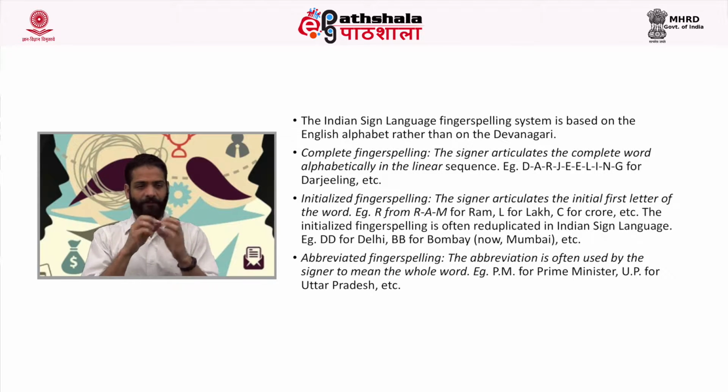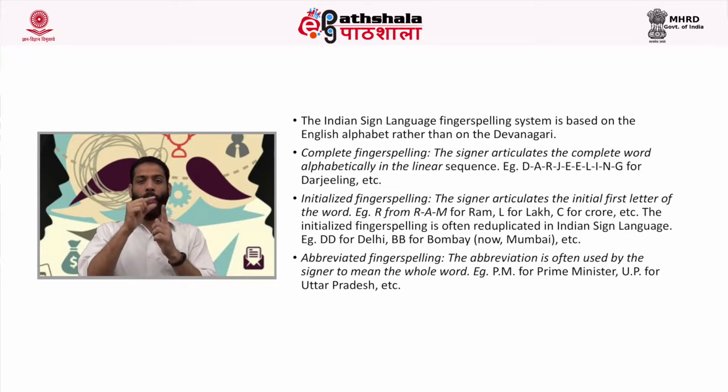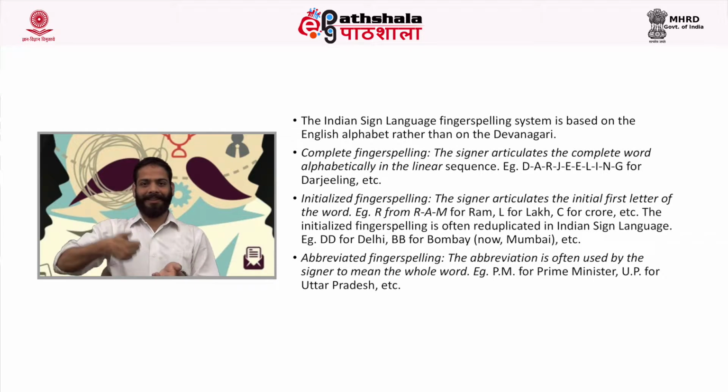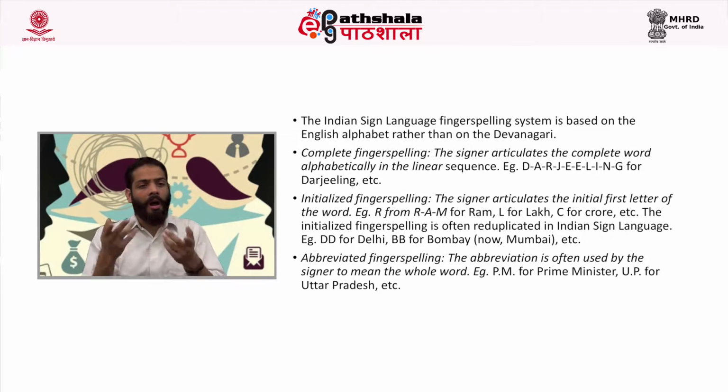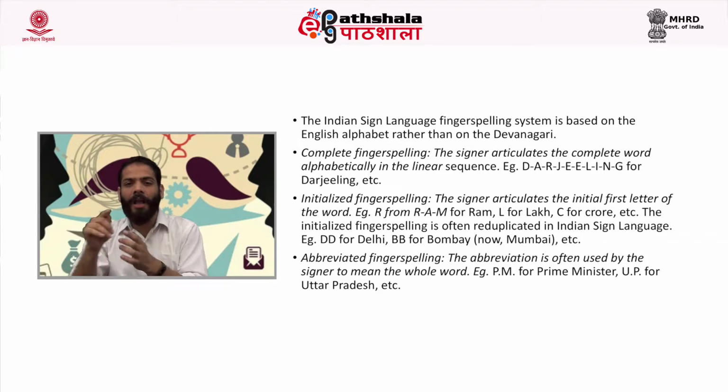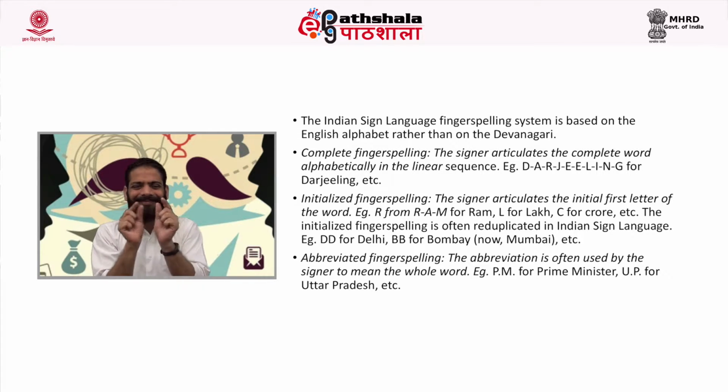The third form of fingerspelling is abbreviated fingerspelling. The abbreviation is often used by the signer to mean the whole word. For example, PM for Prime Minister or UP for Uttar Pradesh.